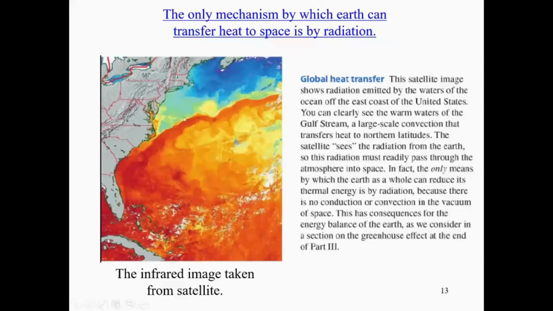This is an actual infrared picture taken from the International Space Station. You can clearly see the oceans. The Atlantic Ocean is really warm compared to the northeast. So it's a global convection: heat is being transferred from the warmer ocean near the Florida coast to the cooler regions, and this process continues. This is called global, big-scale convection.